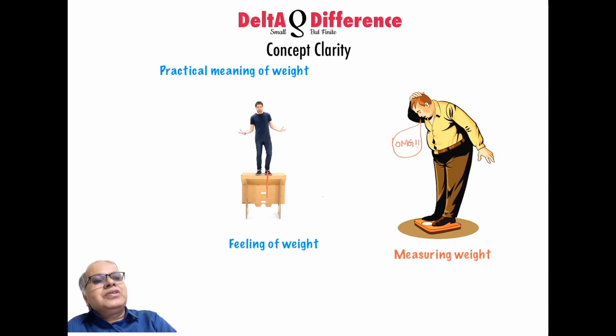Weight of the person is still that force with which earth is attracting the person. I'll put earth here. This earth is attracting the person with m into g. And in turn, the person attracts the earth with the same mg. And this mg can be termed as action of the person on the earth.